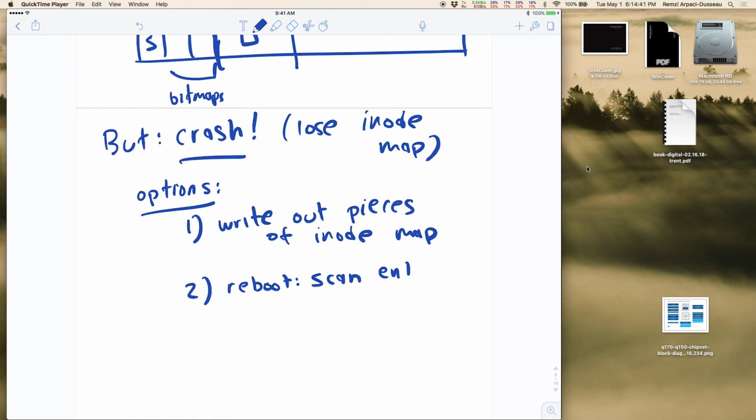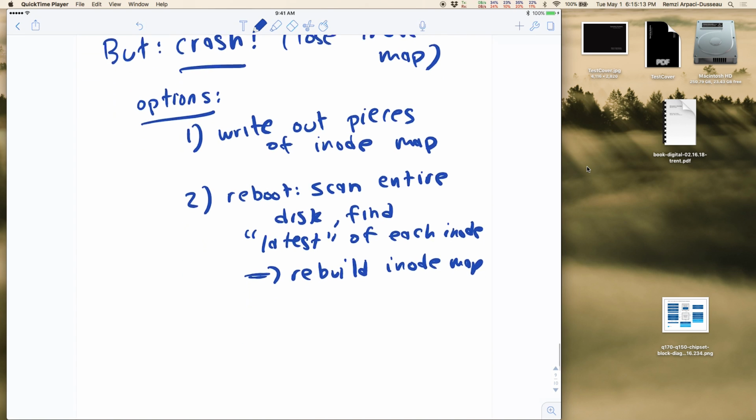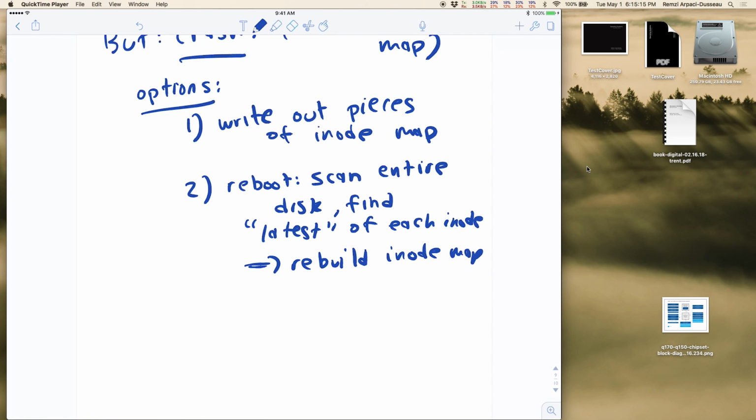Yeah, like you could essentially scan the entire disk and find the latest versions of each inode, and then use that to rebuild the inode map. You could just scan through the disk, and if you somehow had enough information on the disk, you could say, oh, this is inode at time t. This is that same inode at time t plus 5, a later time. We would take the latest one that we find and put it into our inode map, and then we would just be able to run. So we could pay a scan.